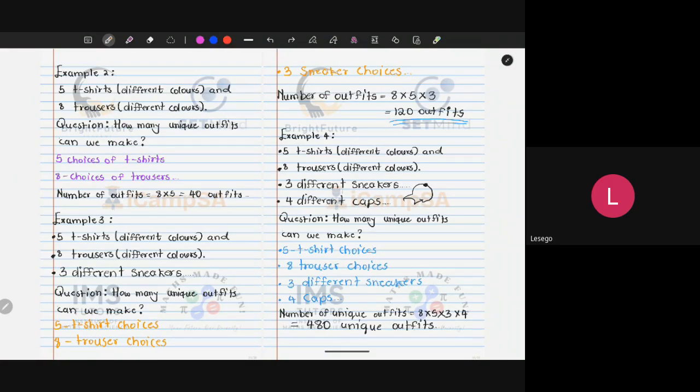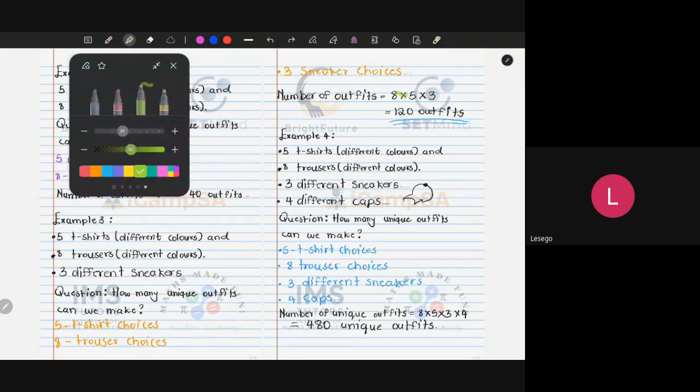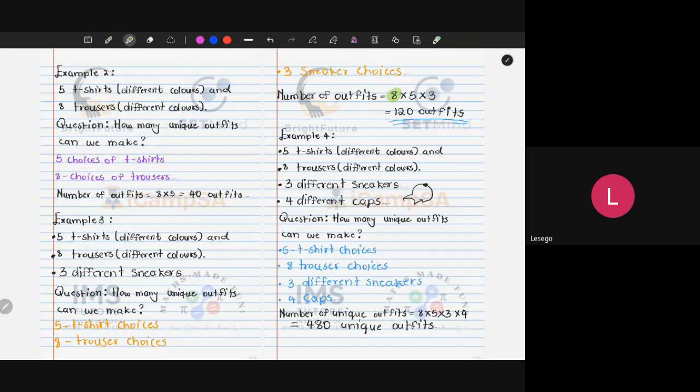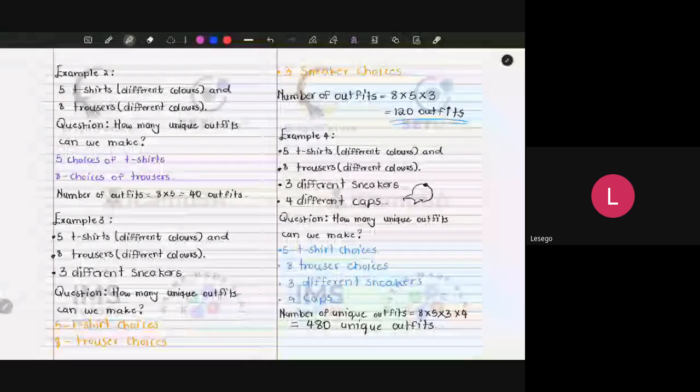And then in example 3, we also did something similar. All we did was add sneakers. So on top of the t-shirts and the trousers, you have 3 sneakers. And how we work this problem is we have options on the trousers, options on the t-shirts, and options on the sneakers. And guess what? With 3 sneakers, 5 t-shirts, and 8 trousers, we can make up 120 outfits.